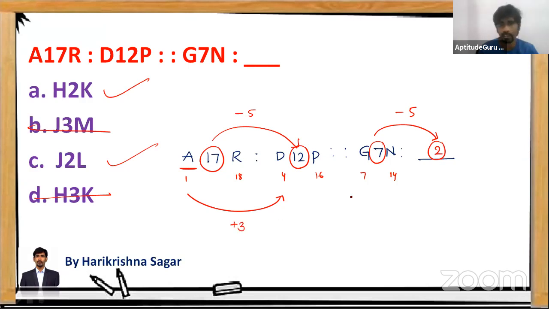Increase is 3. 7 increased by 3, 7 plus 3 is going to be 10. 10 is nothing but J. We can say the answer choice must be option C. You can eliminate option A. Go with the elimination procedure. You can feel very comfortable to mark the answer.